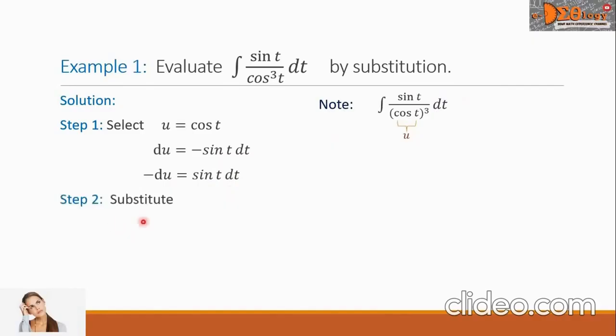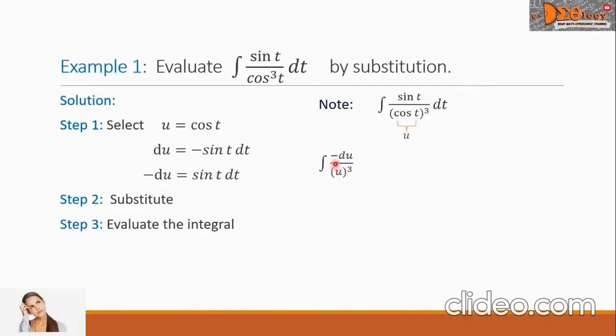Step 2, let us substitute the values of step 1 to our integral. So we have this cosine t to be u, and we can see the power 3. And in our numerator, the sine t dt is now replaced by negative du. Step 3, let us evaluate now the integral.